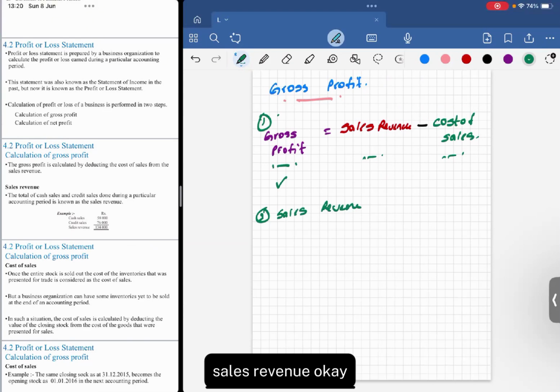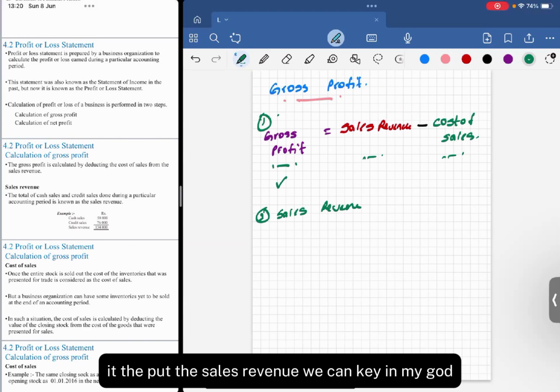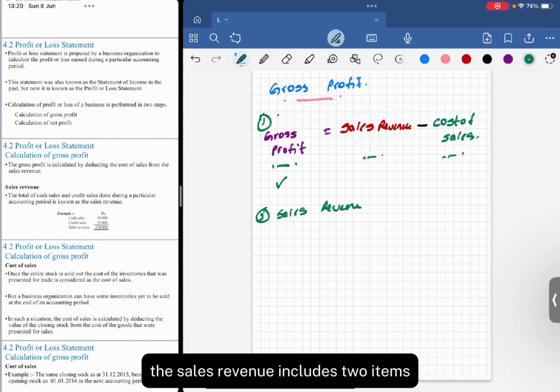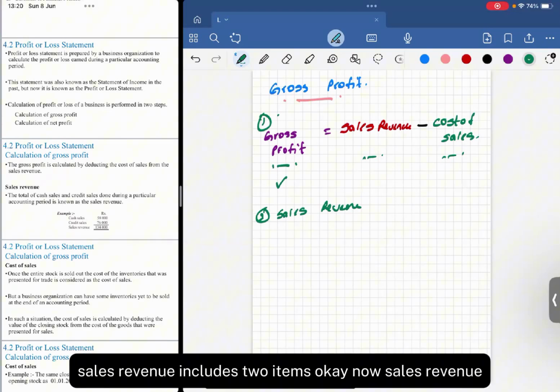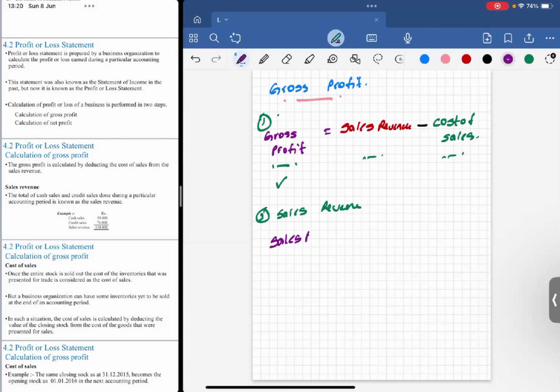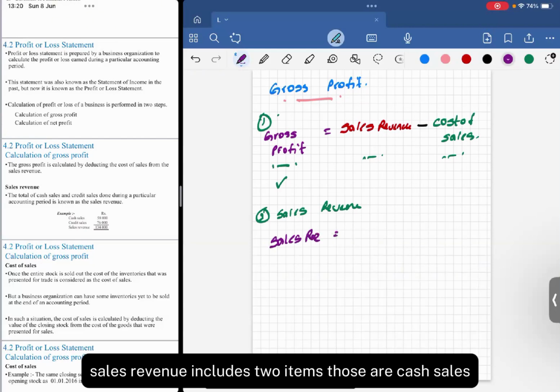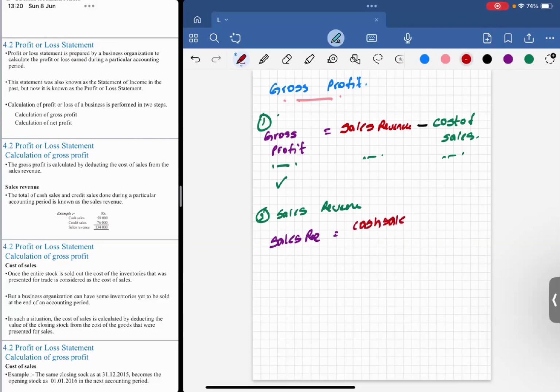revenue. Okay, එතකොට sales revenue එක කියන්නේ මොකක්ද? Sales revenue includes two items. Now sales revenue includes two items. Those are cash sales and credit sales.